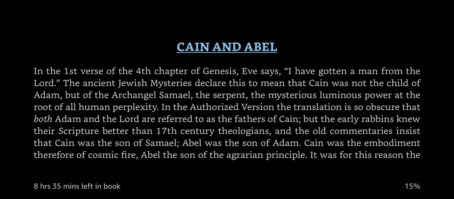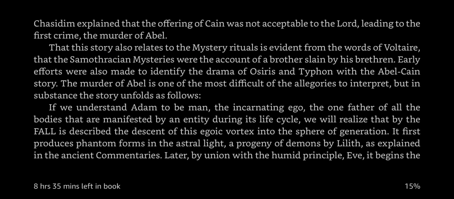Cain was the embodiment, therefore, of cosmic fire. Abel, the son of the agrarian principle. It was for this reason the Chassidim explained that the offering of Cain was not acceptable to the Lord, leading to the first crime, the murder of Abel. That this story also relates to the mystery rituals is evident from the words of Voltaire that the Samothracian mysteries were the account of a brother slain by his brethren. Early efforts were also made to identify the drama of Osiris and Typhon with the Abel-Cain story.